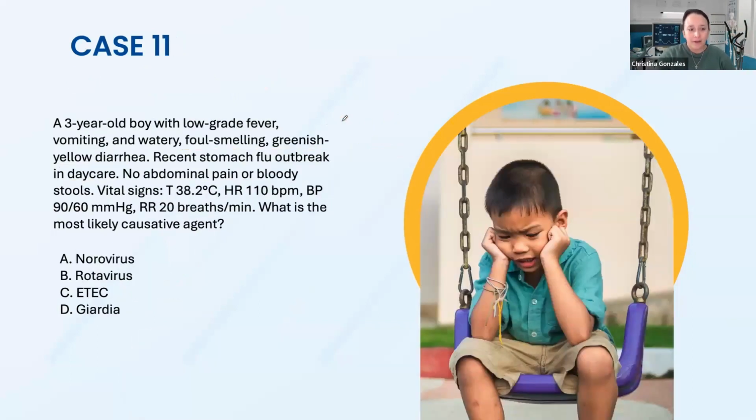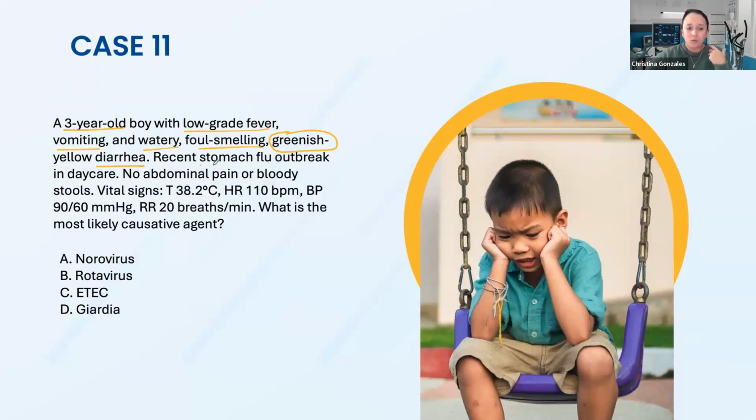All right, we're more than halfway done here. We are on the next case, case 11. We have a 3-year-old boy. He looks kind of sad, doesn't look like he feels very well, and this looks like a school or daycare setting. So we have low-grade fever, vomiting, and watery, foul-smelling, greenish-yellow diarrhea. Okay, if I just stop reading right there, I can think common things are common, and I think I know what it might be.